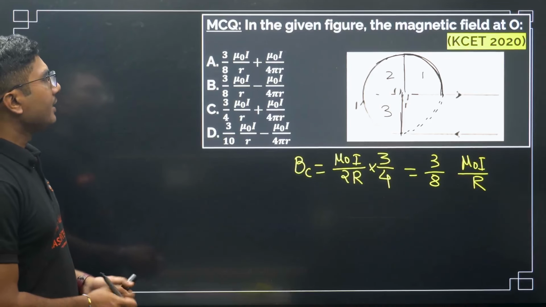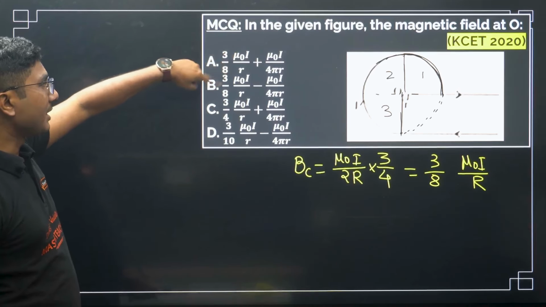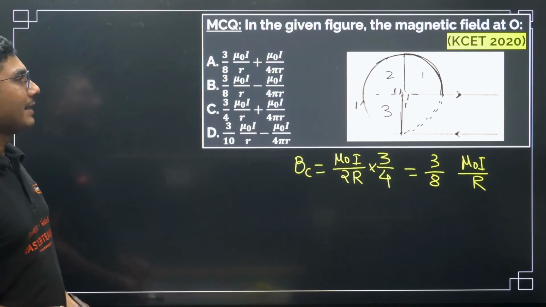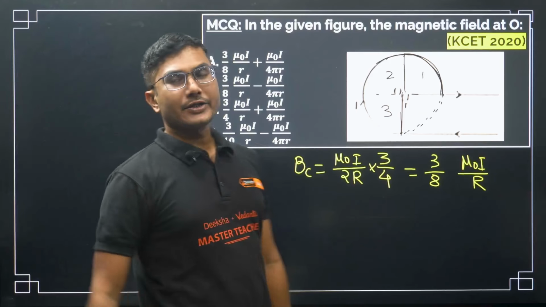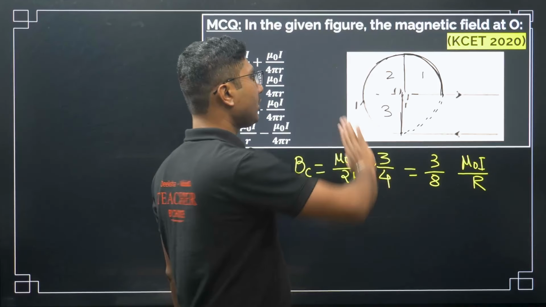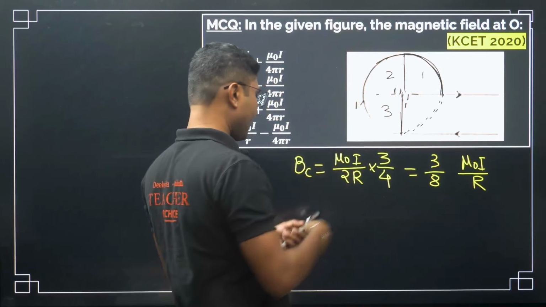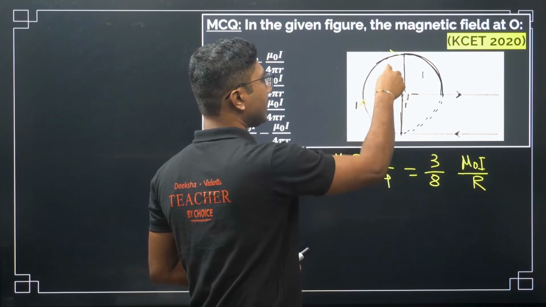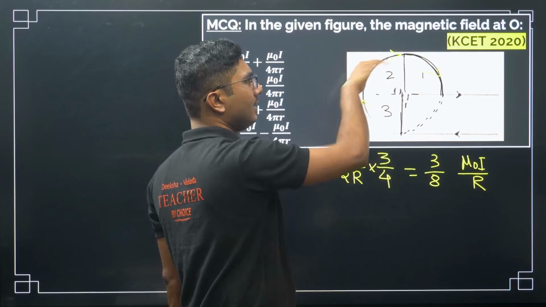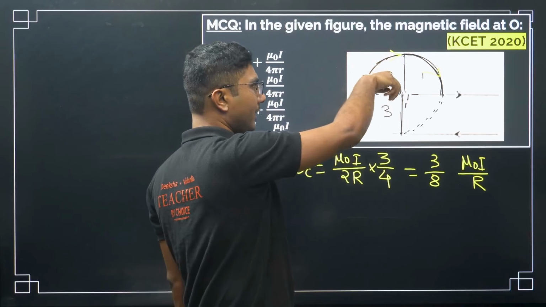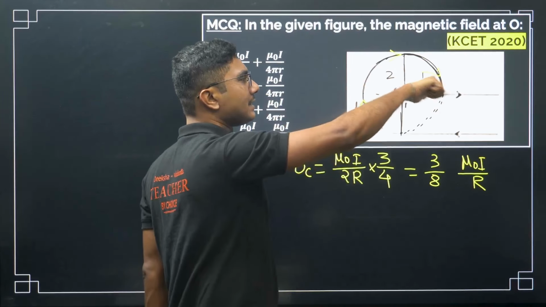If you see, there are two options having the same values, 3 by 8 mu naught I by R. So you also have to calculate the magnetic field due to the other part. Now what is the direction of this magnetic field? To find that, curl your fingers in the direction of the current. Current is flowing in this direction and going out. Then your thumb will give you the direction of the magnetic field. So the magnetic field in this case is into the paper.